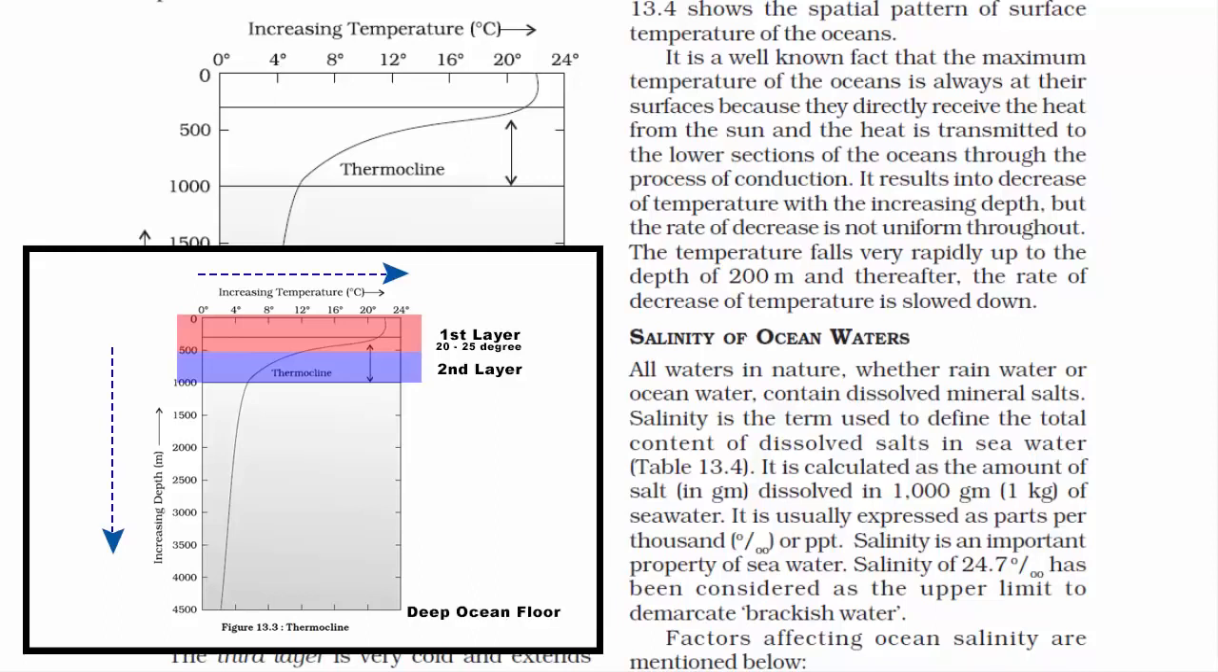It is 500 to 1000 meters thick, and in this layer there's a rapid decrease in temperature with increasing depth. That means from 500 meters till about 1000 meters, temperature drops drastically. So always remember, the second layer of the ocean water is called thermocline. Coming to the third layer, obviously it has to be beyond 1000 meters and extends up to the deep ocean floor. So these were the 3 layers of ocean water from surface to the bottom.